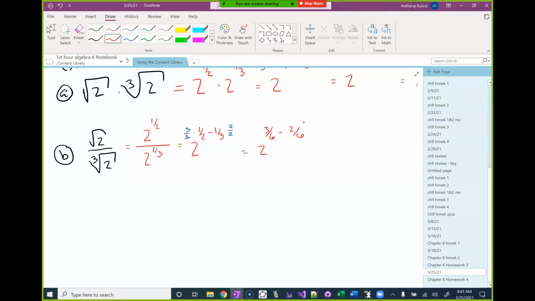So if I subtract 3/6 minus 2/6, I get 1/6. And then I can just rewrite that as a radical. That's the 6th root of 2 to the 1st.